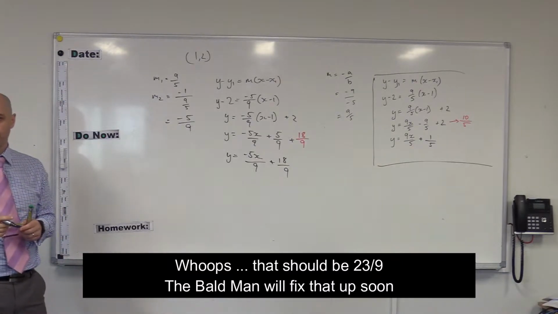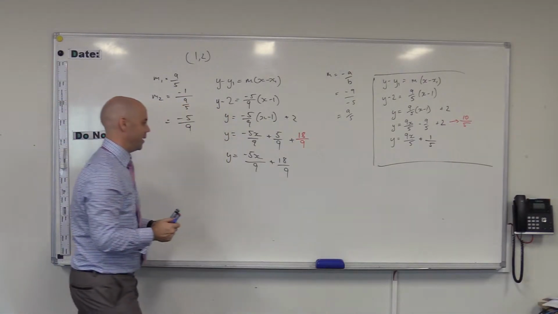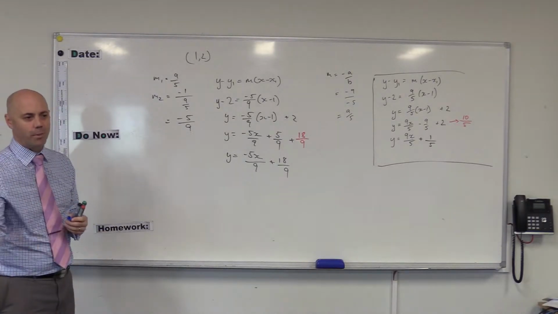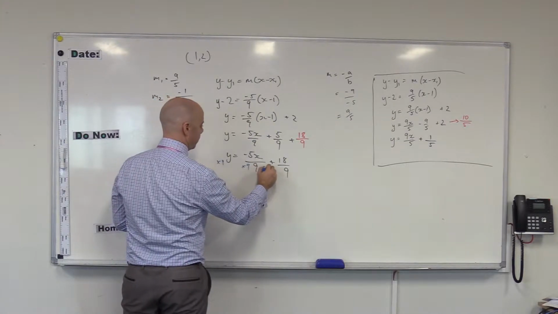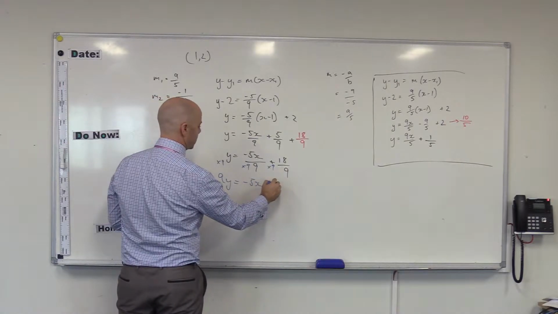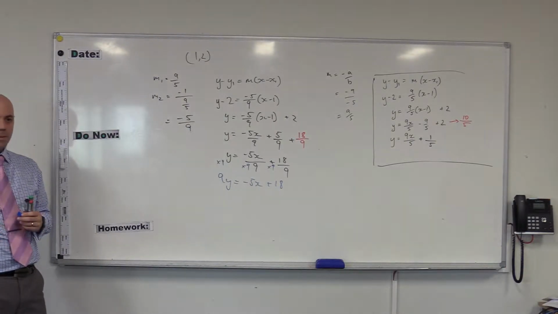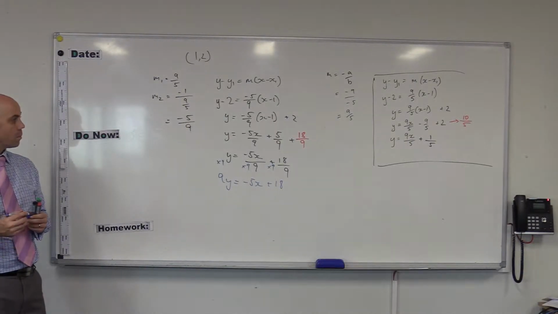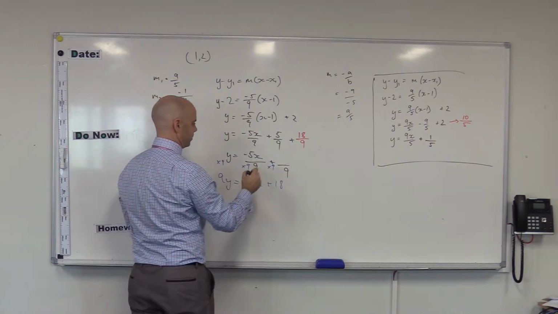Just for a bit of fun, let's put that in general form. It's actually really easy. Multiply by the denominator to get rid of it. So multiply everything by 9. Where did the 5 over 9 go? How come 5 over 9 plus 18 over 9 is just 18 over 9? Oh, shouldn't it be 23 over 9? Yeah, sorry. You spooked me.